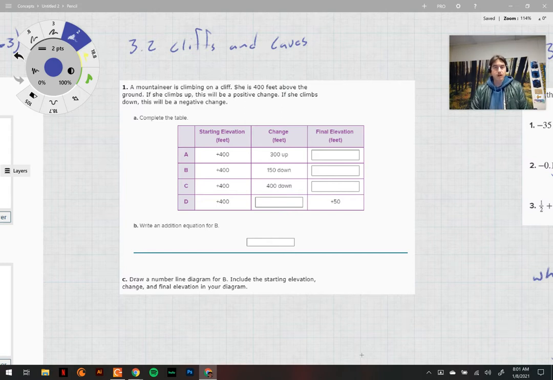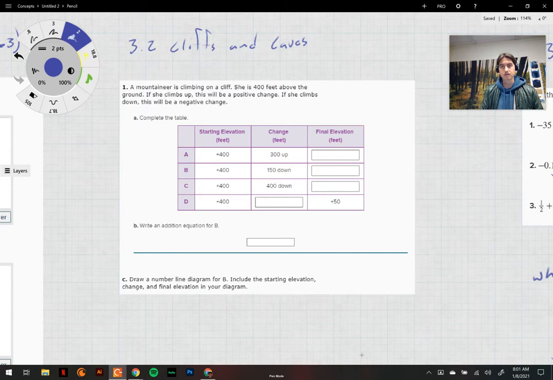Okay, so I'm at positive 400, and she's going 300 feet up. So if I'm starting at 400 and I'm going up another 300, then she's going to be at an elevation of 700 feet. Because if I was to write an equation for this, it would be 400 plus 300 equals 700. Okay, let's look at another one.